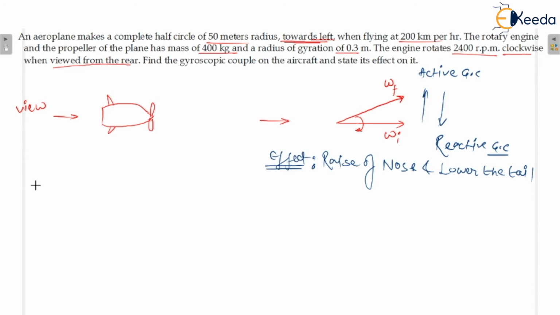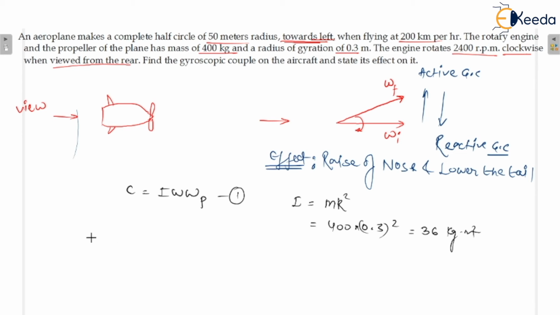Now we need to calculate the magnitude also. So we know that C is equal to I omega omega p. Okay, what is the value of I? Moment of inertia is m k square, because radius of gyration is given. So mass is 400 kilogram, whereas radius of gyration is 0.3 square. So from here you can get the value of moment of inertia, that is 36 kilogram meter square. This is equation number 1.